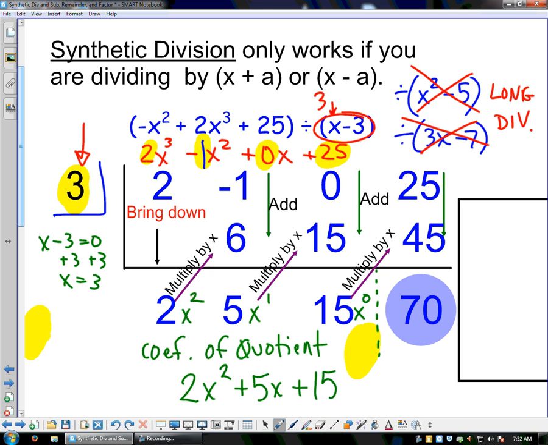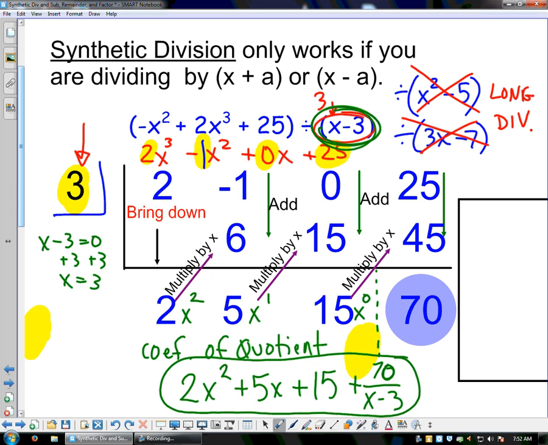Okay, now what do I do with that 70? Well, that's our remainder, so let's write plus 70 over our divisor. Should I put it just over 3? Not over 3, it's got to be over our divisor, which was here. We're dividing by x minus 3. So this is how we would write our answer.